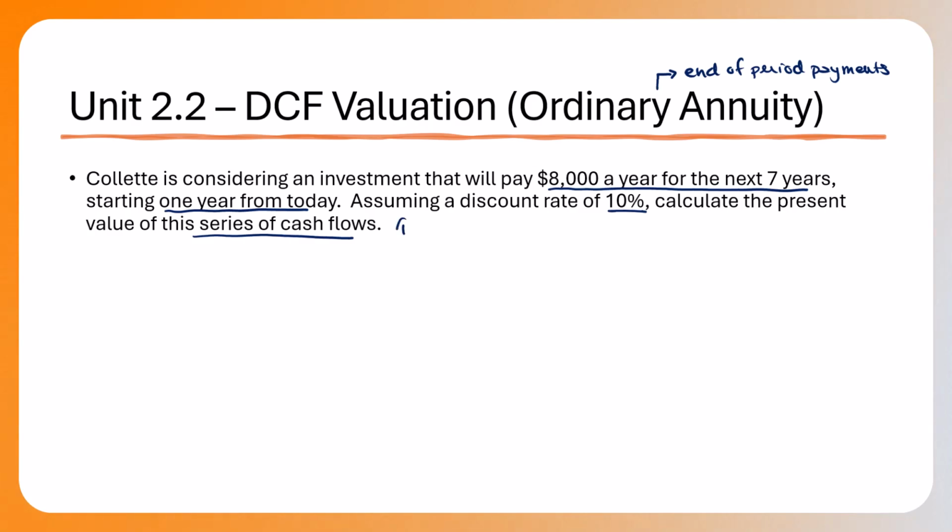The first thing we're always going to do here is we're going to draw the timeline so that we can visualize the set of cash flows. Nothing is being paid today. At the end of year 1, she will receive $8,000. At the end of year 2, she will receive $8,000, and so on and so forth, all the way out to the end of year 7, she will earn $8,000. It's an annuity because it has a constant cash flow. It's paying a constant cash flow for a specified or a finite period of time. 7 actual payments, which is really nice, and an $8,000 payment each time.